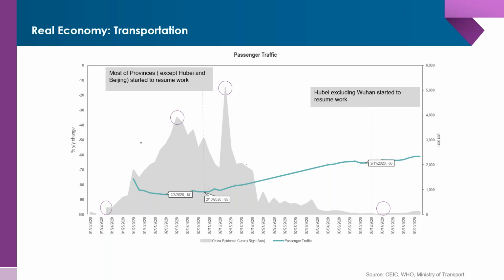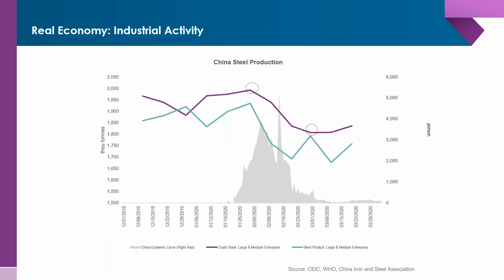It's on March 11th. On this day, Hubei provinces except Wuhan all started to resume their work. So you can see the passenger traffic continued to recover to a drop of 61% at the end of March from a decrease of 66% on March 11. But the reading still is negative. So it suggests that it will still take time for China to go back to normal. Let's move to the next slide.